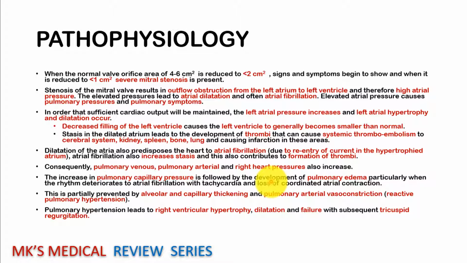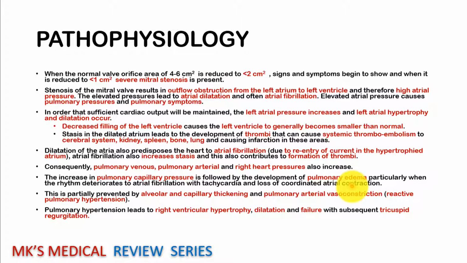And then of course when the rhythm of the heart deteriorates into atrial fibrillation with tachycardia, and it also loses its coordination of the contractions, you may also get some compensatory mechanisms, which are meant to compensate for these changes that are happening in the pressures on the right side. So you're going to have alveolar as well as capillary thickening, which I also alluded to much earlier on, as well as pulmonary arterial vasoconstriction.